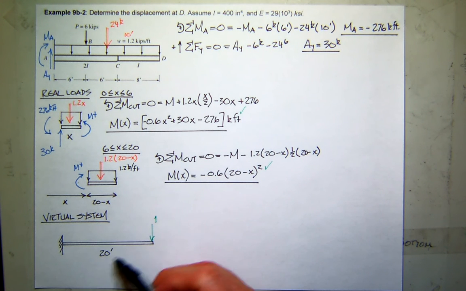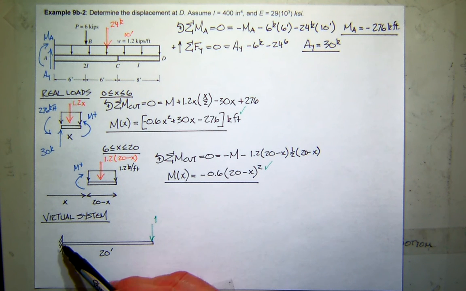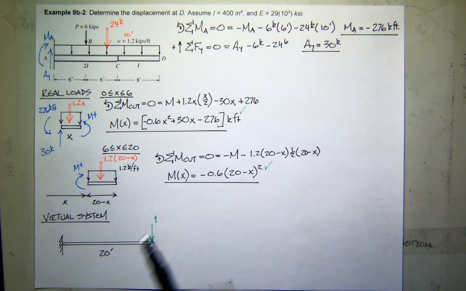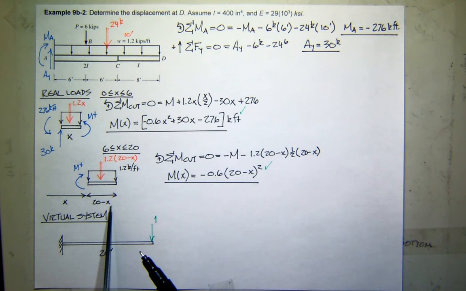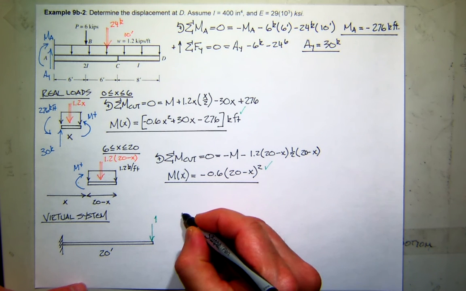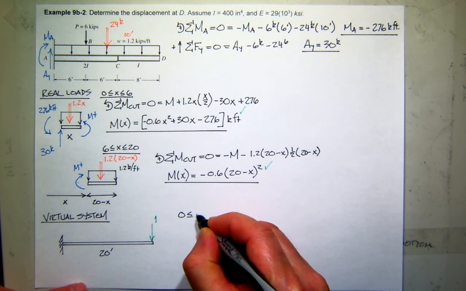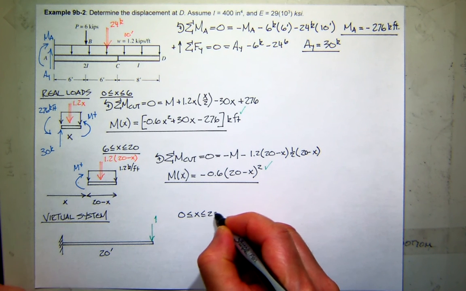How many moment equations do I need for this system? One. And I don't even have to find the reactions, because if I cut it, do you want to work the right side or the left side? Well, I pointed right. Left side, right side. Ooh, I would work the right side. I don't have to do any work or find any reactions. I can go right to that equation. So this will be an equation that's good from 0 to 20.